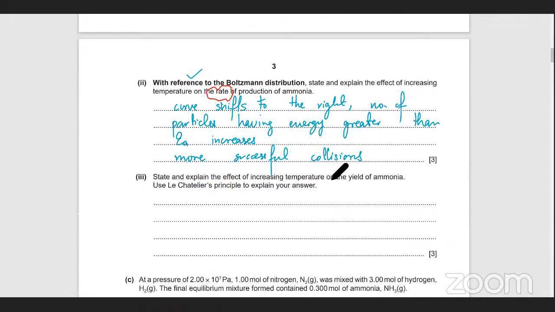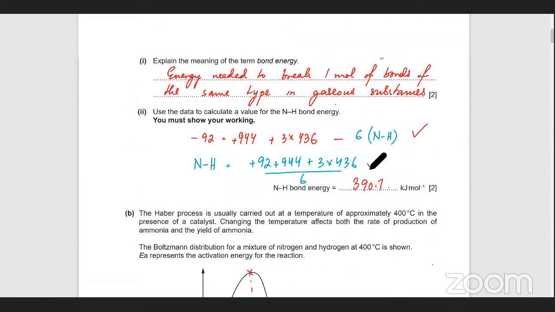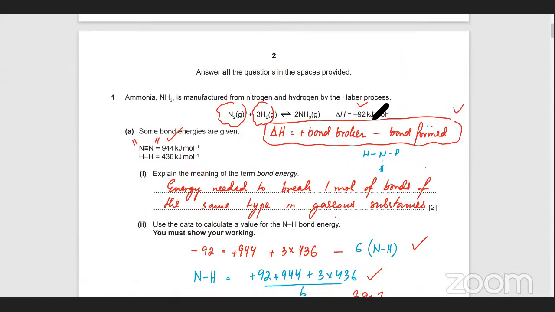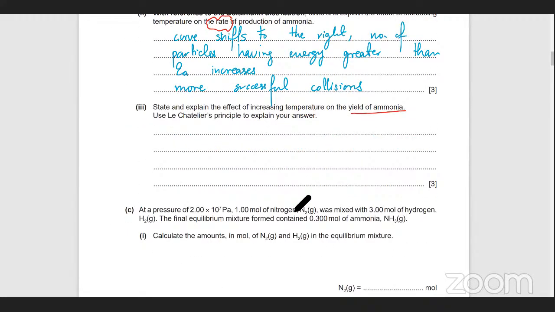So that's the explanation. And then state the effect of increasing temperature on the yield of ammonia. Now, never confuse the rate with the equilibrium. So now he's basically talking about the yield of ammonia, which is basically about which of the forward and backward reactions is going to be favored. So if you look at the question, since it's an exothermic reaction, exothermic reactions are not favored at higher temperatures. So the equilibrium is going to shift to the left and the yield would drop. It's a 3 mark question, so you have to give the explanation as well.